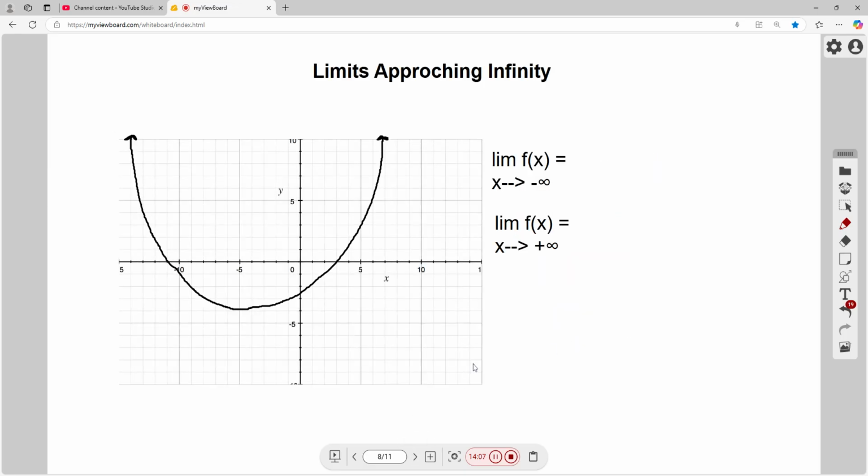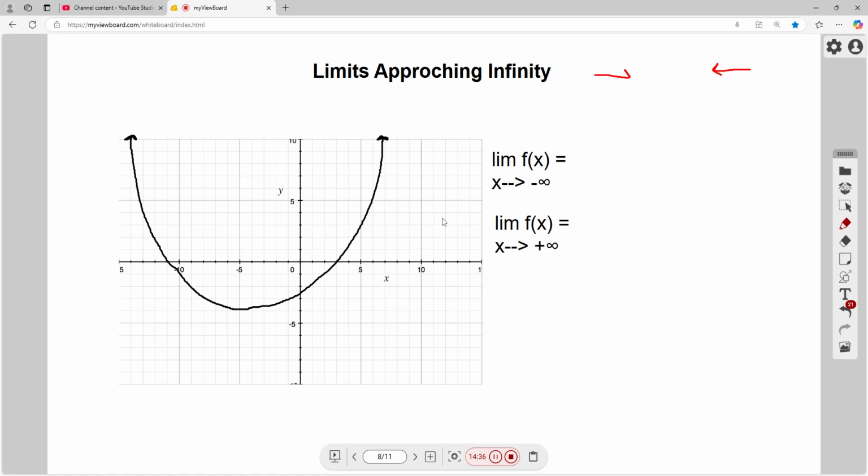Now, this is a different type of question, or it's slightly different, but it's basically the same thing. Instead of looking at the x's as it approaches an actual value, you're going to look at positive and negative infinity. Unlike the other questions that we just did, you're not going from the left to the right, and from the right to the left towards the value.